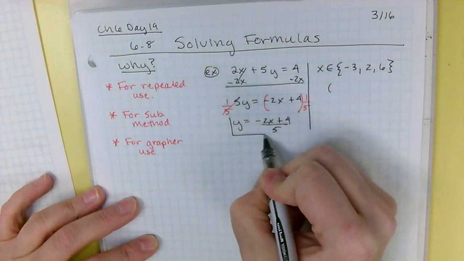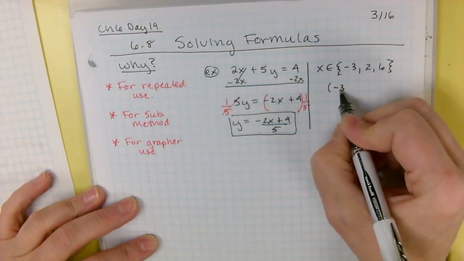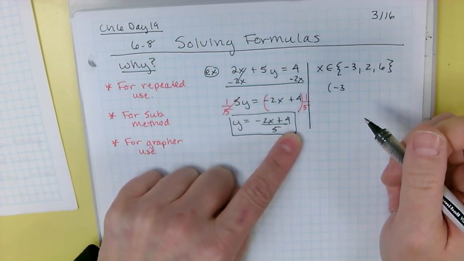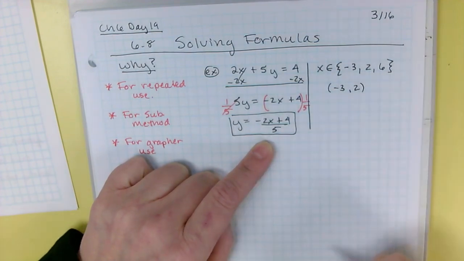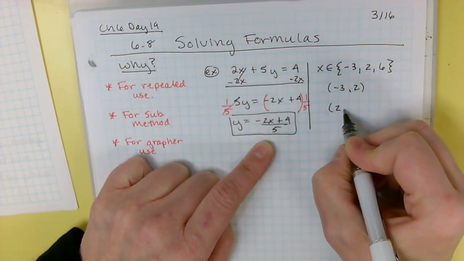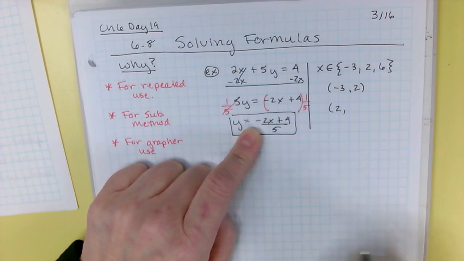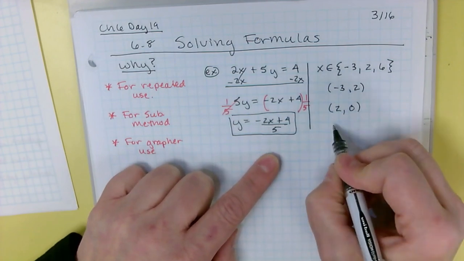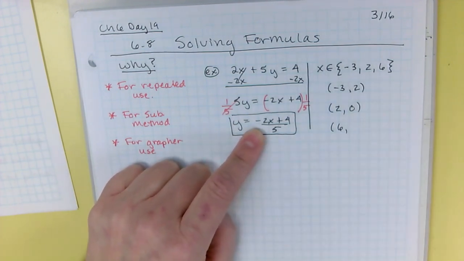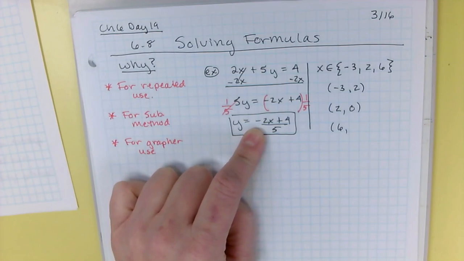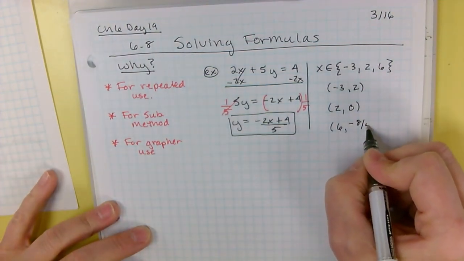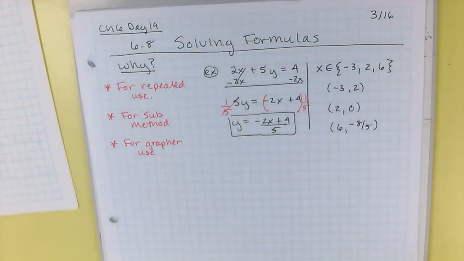So using that form, if x is -3, -2 times -3 is 6. 6 plus 4 is 10. 10 divided by 5 is 2. Very easy. If x is 2, -2 times 2 is -4. -4 plus 4 is 0. And then the last one was a 6. -2 times 6 is -12. -12 plus 4 is -8. So we would get -8/5. So much faster than having to do the algebra 3 separate times.